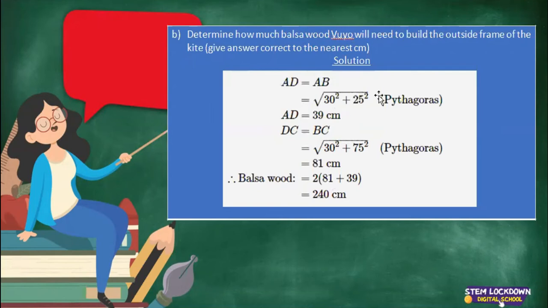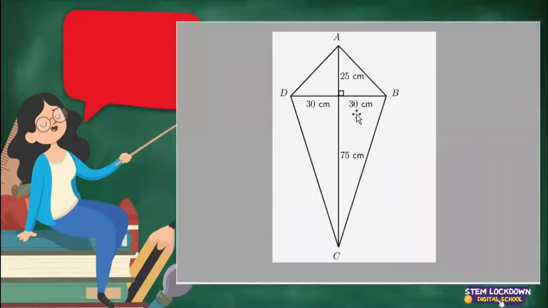So 30 squared plus 25 squared. Find the square root of that. That'll give you 39. So AD is 39. Therefore, AB is also 39.